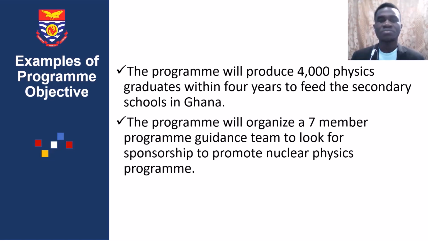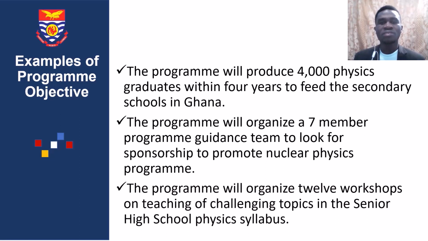Another example: the program will organize a 7-member program guidance team to look for sponsorship to promote the nuclear physics program. And then the program will organize 12 workshops on teaching of challenging topics in the senior high school physics syllabus. You realize that this is a program objective that we all have to embark on, because we have some topics that are challenging and most teachers sometimes ignore those topics.